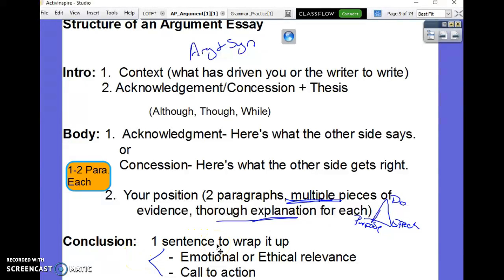Okay, and then with your conclusions, I don't think anybody had a problem with this. It's a one sentence wrap up. Make sure that sentence is doing an emotional or ethical relevance, or perhaps a call to action. Okay.